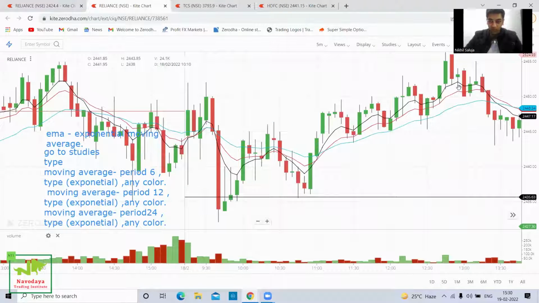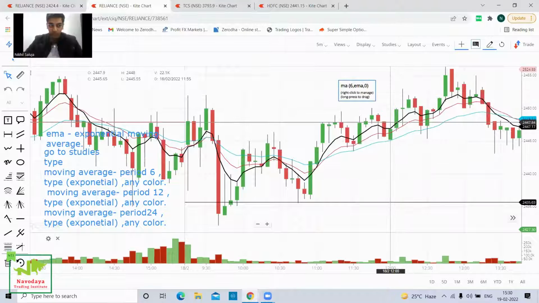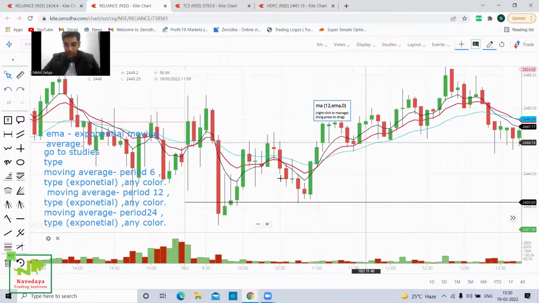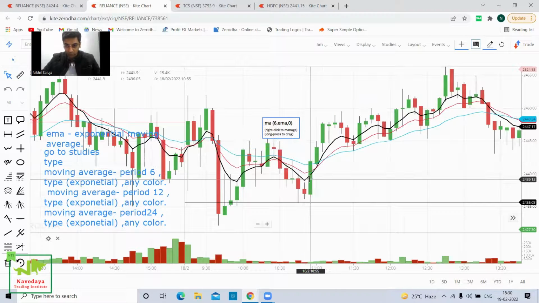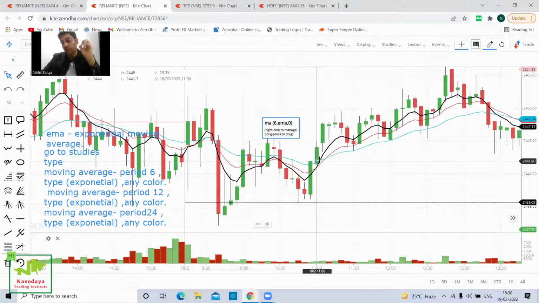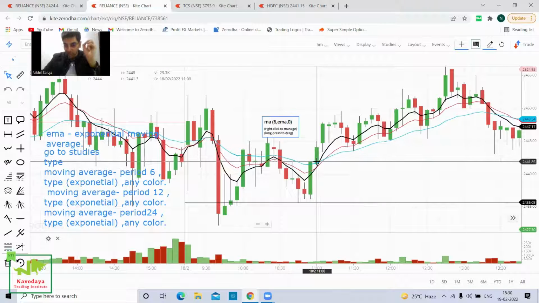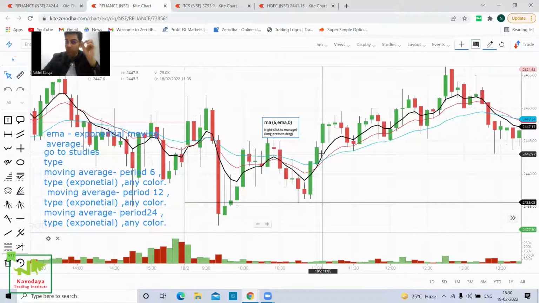Can you see this crossover? Let me keep myself over here. Yeah. Can you see this crossover happening over here? So the black line, as in the 6 EMA, is crossing over 12 and 24 within one candle. It should be within one candle, as in if it starts over here, it should be done by here.